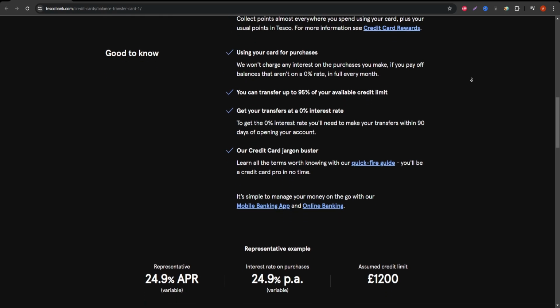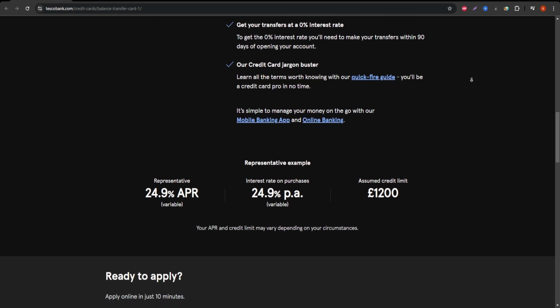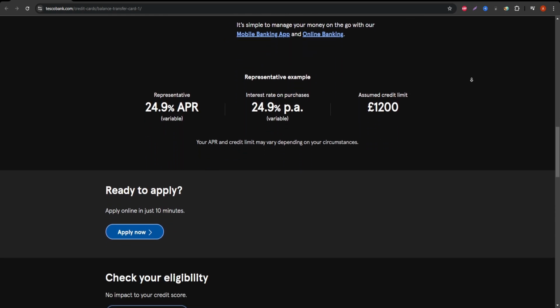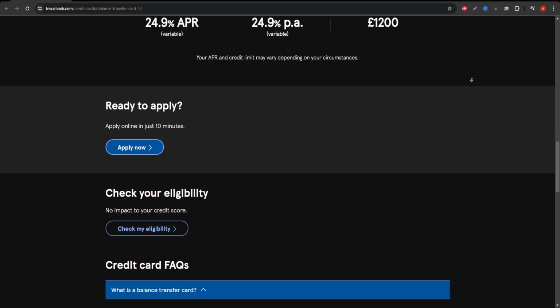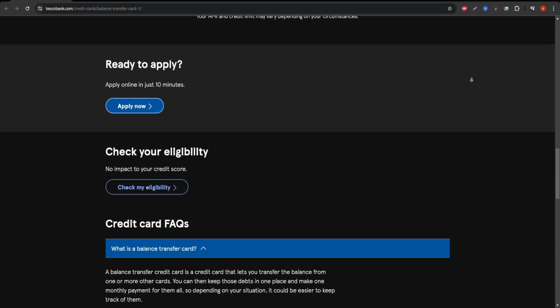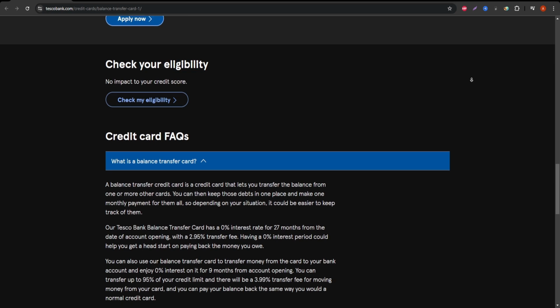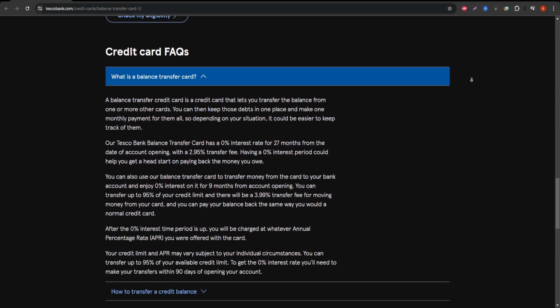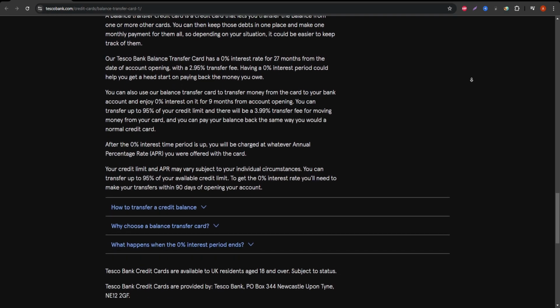Now, let's talk about the advantages. One of the biggest benefits is the introductory offer, which often includes 0% interest on balance transfers for a set period, usually around 12 to 18 months. This gives you time to pay down your debt without accruing additional interest. Plus, you can earn Clubcard points on your spending, which can lead to discounts on groceries or other rewards at Tesco.